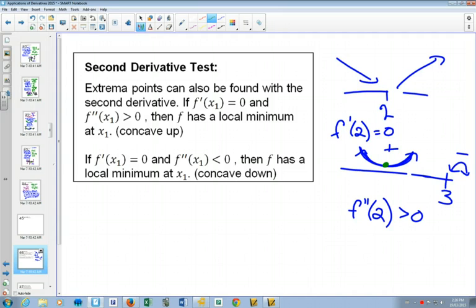And conversely, if you found out it was 0, let's say you had another point over here at 5, and it goes down after 5, that would be a local max. And at 5, the second derivative was negative, meaning it's concave down, then you would have a maximum there.